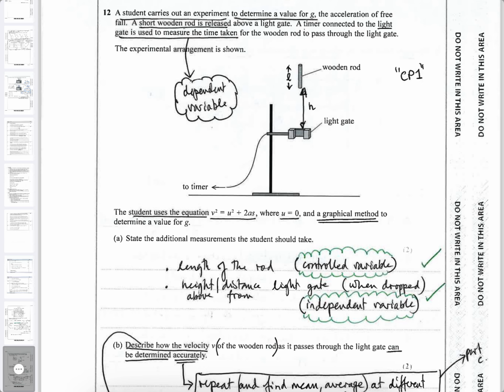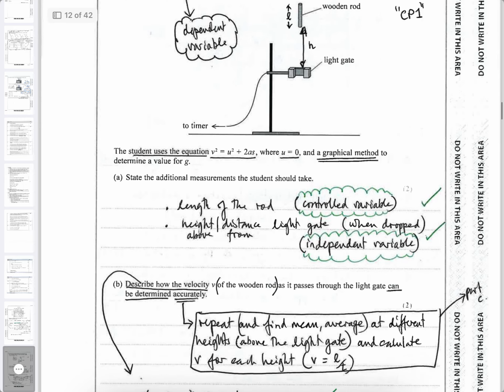The other thing you need to measure is the height that you're dropping the wooden rod from above the light gate. So the distance from the light gate or the height above the light gate, either of those ways of explaining it, when dropped. So the initial height, and that's the independent variable. So you change the height and it affects the time, which affects the velocity, the final velocity. The initial velocity is 0.